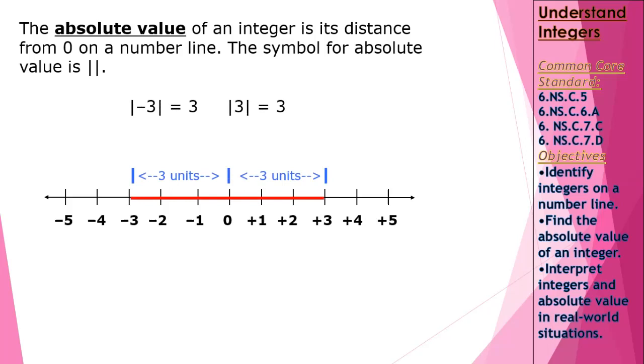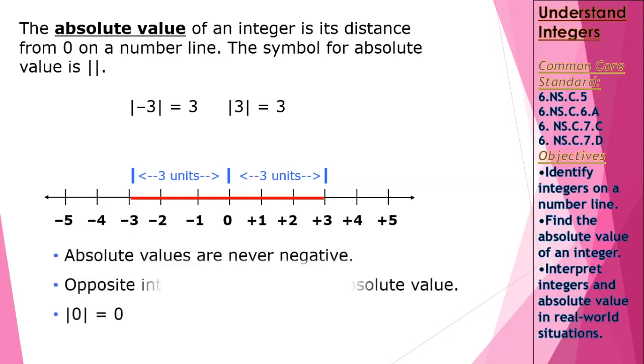Okay? So we can see this here. The absolute value of negative 3 is the same as the absolute value of 3. Both are 3. So if I ask you to find the absolute value of any integer, you have to write the positive number value only. Okay? So absolute values are never negative. Opposite integers have the same absolute value, right? Okay. What is the absolute value of 0? It will be 0 because 0 has no sign.